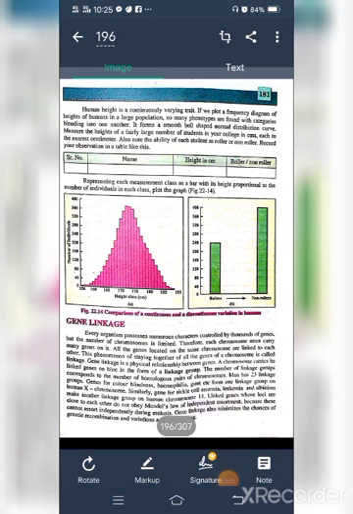Human height is a continuously varying trait. If we plot a frequency diagram of the heights of humans in a large population, many phenotypes are found with categories blending into one another. It forms a smooth bell-shaped normal distribution curve.